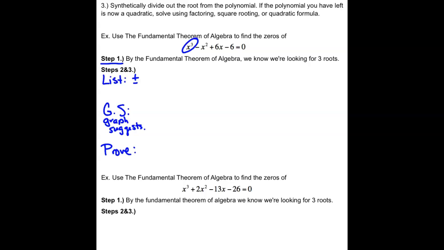Looking at this, we need factors of 6, 1, 2, 3, or 6, divided by factors of 1, which would just be 1. So my list consists of 1 over 1, 2 over 1, 3 over 1, 6 over 1, and it can be positive or negative. Then my graph suggests means I have to go to that calculator and figure out which of these numbers, there's 8 of them, 1, 2, 3, 6, and their negatives. There's 8 possible ones. What am I looking for?